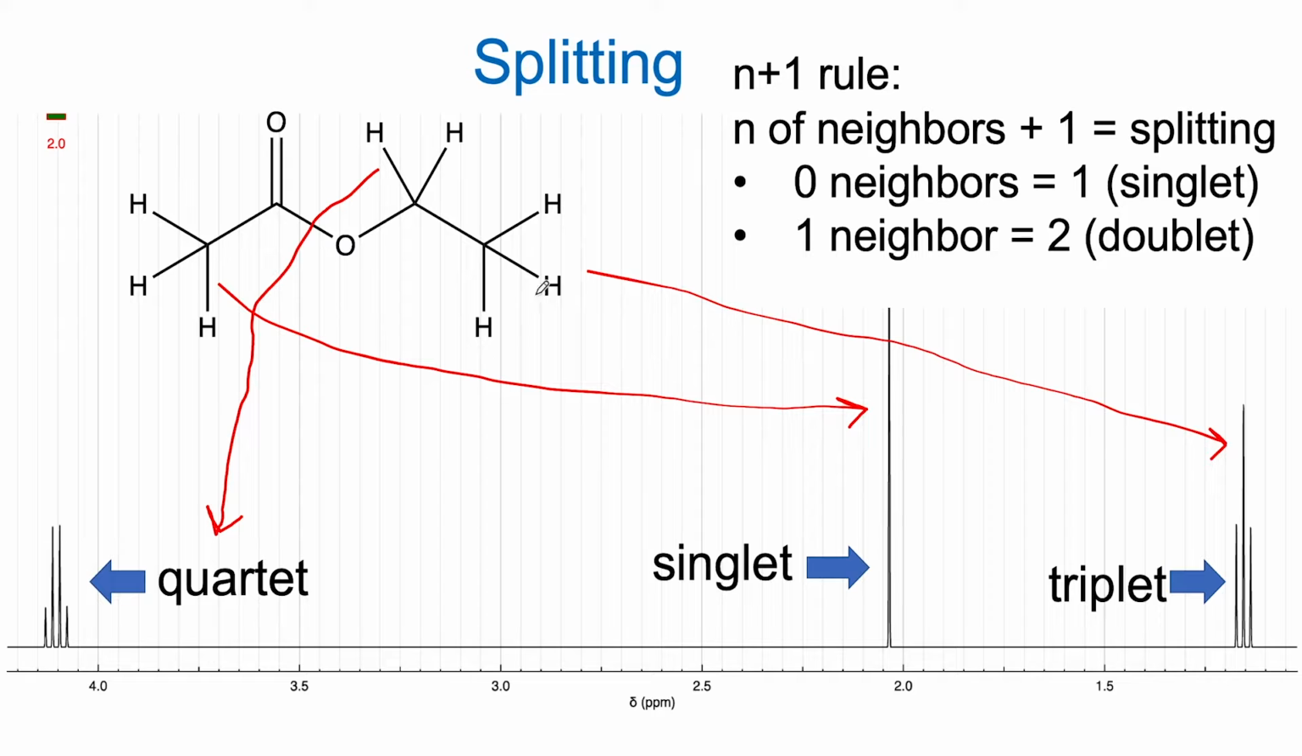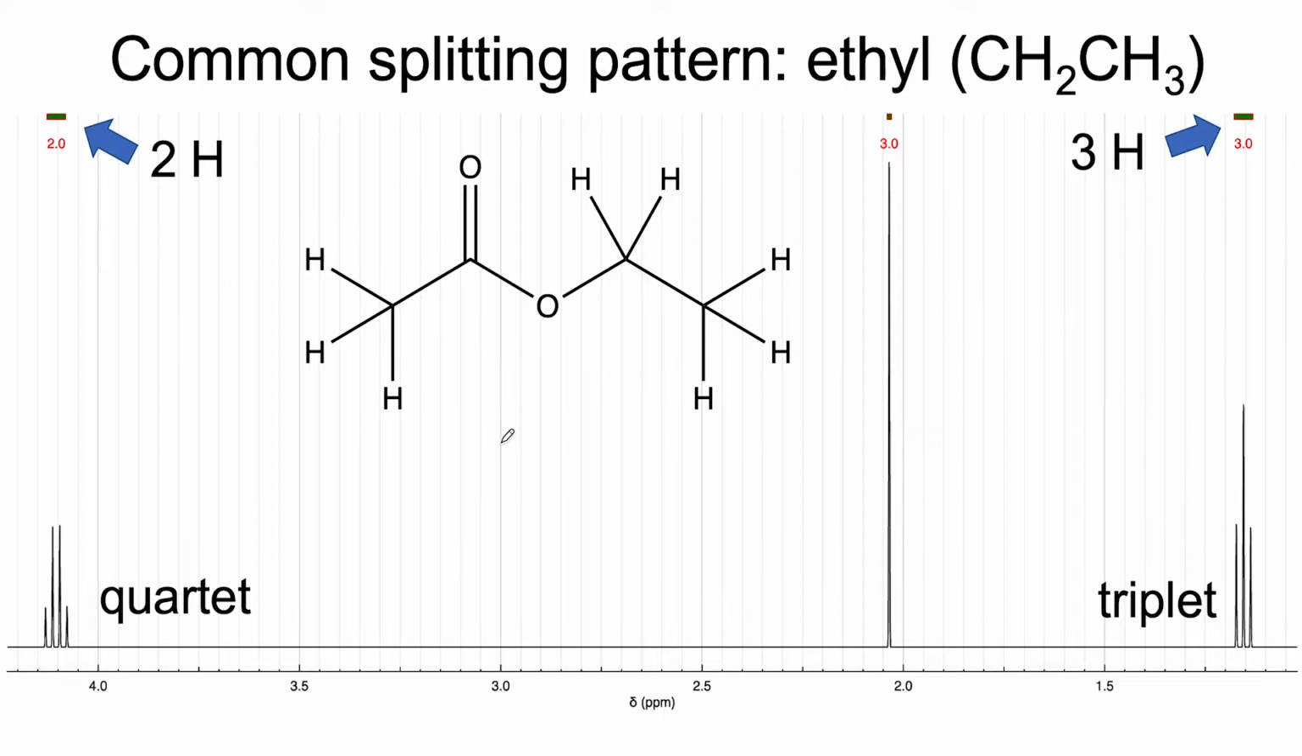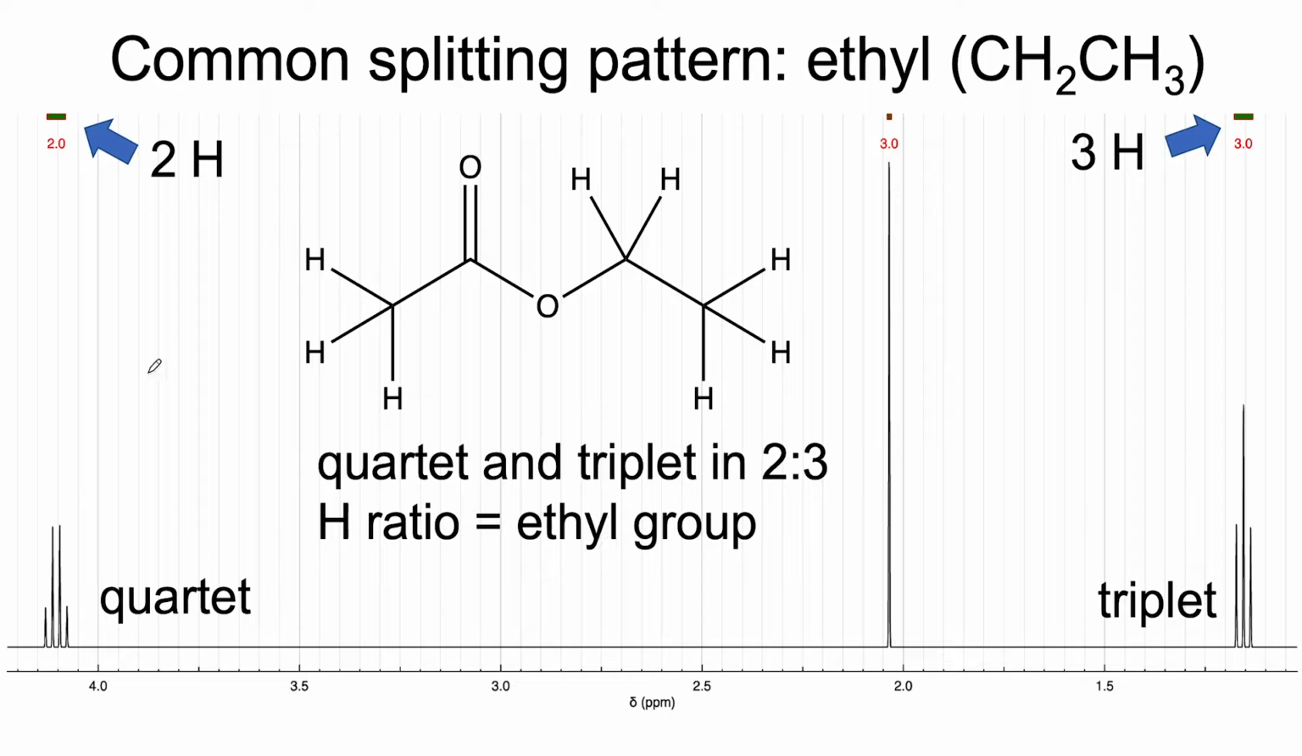Okay, and you can see how useful it is to decipher a structure using these techniques. Let's go over a common splitting pattern. If you see a quartet that integrates to 2 hydrogens, and a triplet that integrates to 3 hydrogens, that's probably an ethyl group. So the ratio here is a 2:3 ratio of quartet to triplet. And it's very common that these are ethyl groups, CH2, CH3. Okay, just to keep that in mind.